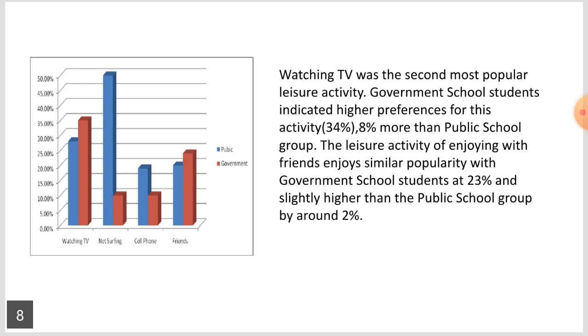Watching television was the second most popular leisure activity. Government school students indicated higher preferences for this activity, that's 34%, 8% more than the public school group. The leisure activity of enjoying with friends enjoys similar popularity with government school students at around 23% and slightly higher than the public school group by around 2%.